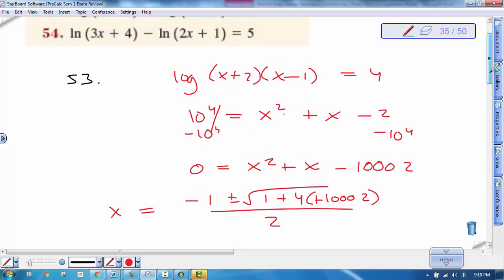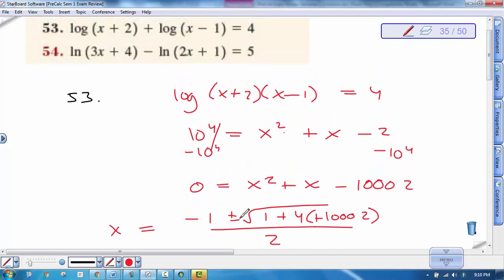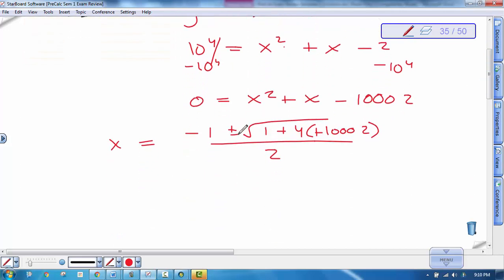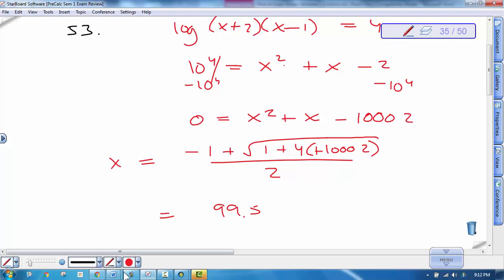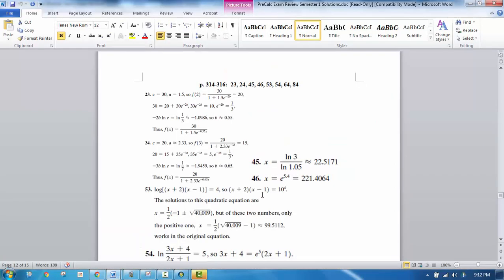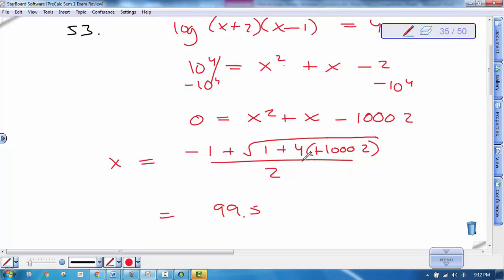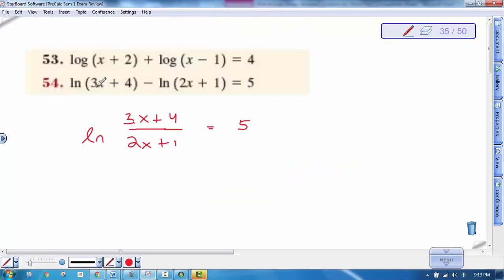Now keep in mind that I don't want the negative, so I only want the positive, because I can't take the log of a negative number. And you can always double check that, but we'll probably only want this positive one, and that is going to give me a decimal. And you end up getting 99.5, and that's the same thing that they get right here. I didn't quite follow their work though. They didn't show their work for the quadratic formula in a way that I understood. I don't know where that 9 is coming from, but either way we got the same decimal in the end, which is right here.